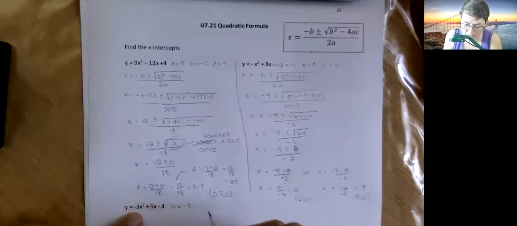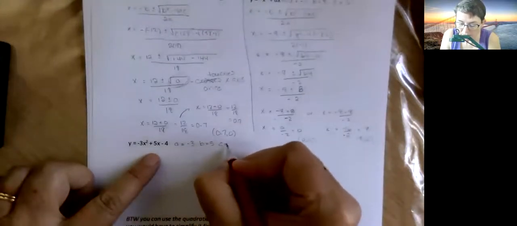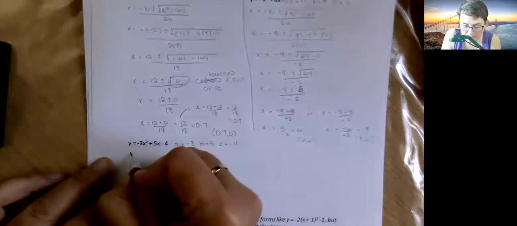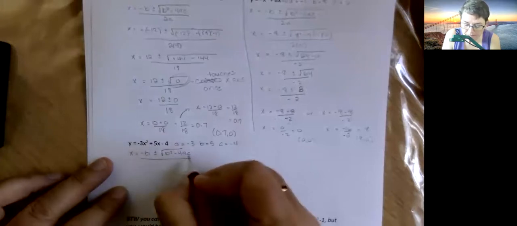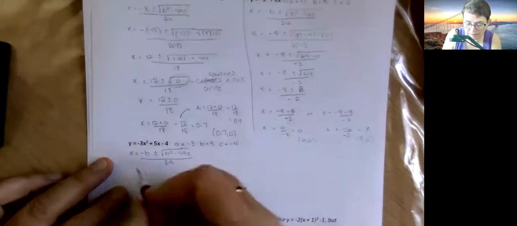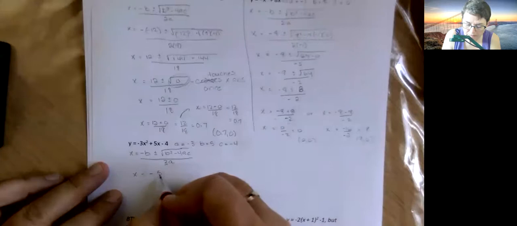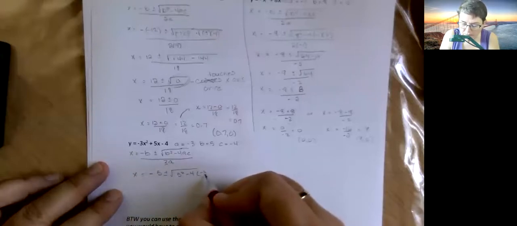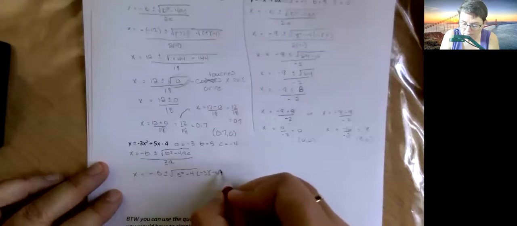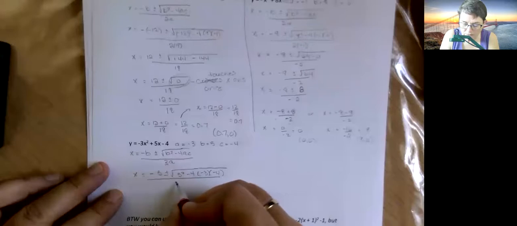Okay, last one. A is equal to minus 3. So you can see, B is equal to 5. C is equal to minus 4. X is equal to minus B. Goodness. Don't know why I'm doing that today. Minus 5 plus or minus the square root of 5 squared minus 4 times minus 3 times minus 4 over 2 times minus 3.